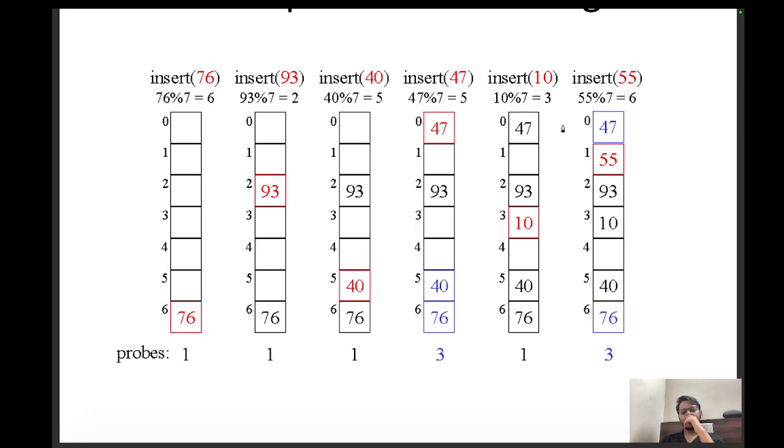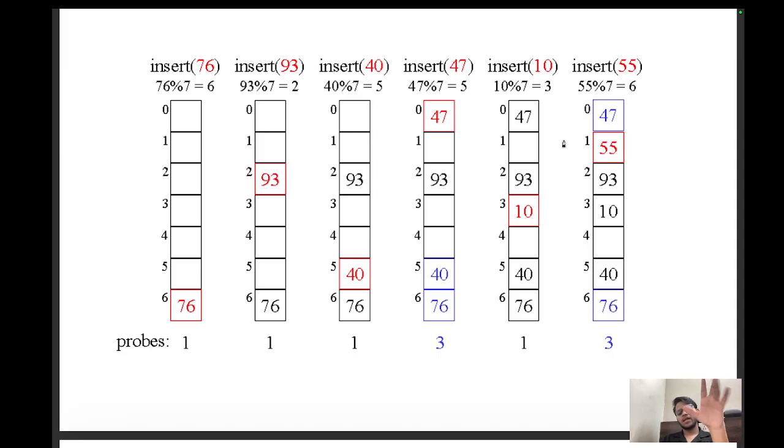So if we divide and try to store the element 10, we get 3, and there is not an issue here. We can store it at the place of the third bucket.